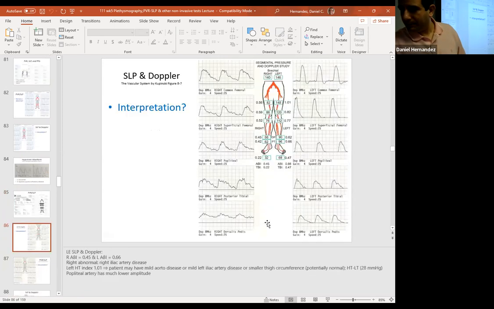This one. No, it's this one. There we go. Yeah, we know what he said. You said right iliac disease, right abnormal. Left high thigh index is 1.0, 1.01. We have mild aorto disease, mild iliac disease. Also maybe between that high thigh and low thigh, because that popliteal artery has a much lower amplitude on the left leg. On the left leg, yeah.